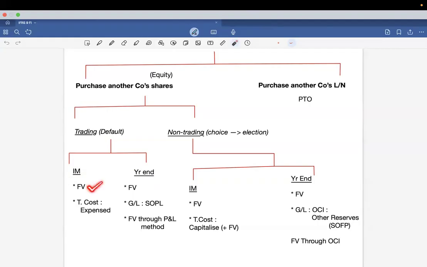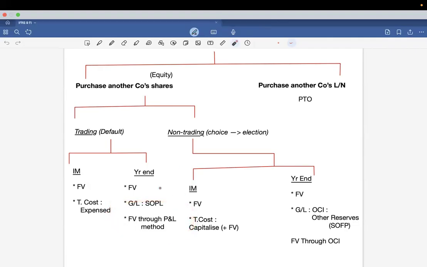The initial measurement would be at fair value. The transaction cost, that is whatever amount you have incurred in order to get that ownership, is going to be expensed. And at the year end, the asset is then revalued again to fair value. Any gain or loss is taken into SOPL. This method is called the fair value through P&L method.